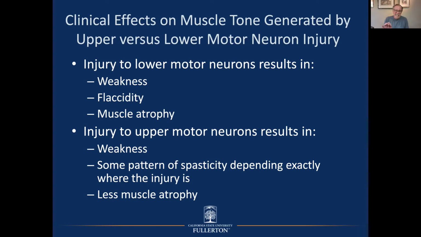So injury to upper motor neurons results in weakness, same thing. Some degree of spasticity, depending upon exactly where the injury is in the brainstem or the cord, and less muscle atrophy. So that's how we're going to be able to tell the difference. There are other ways too, but those are key things that will help you to discern the difference between upper and lower motor injuries. All right.